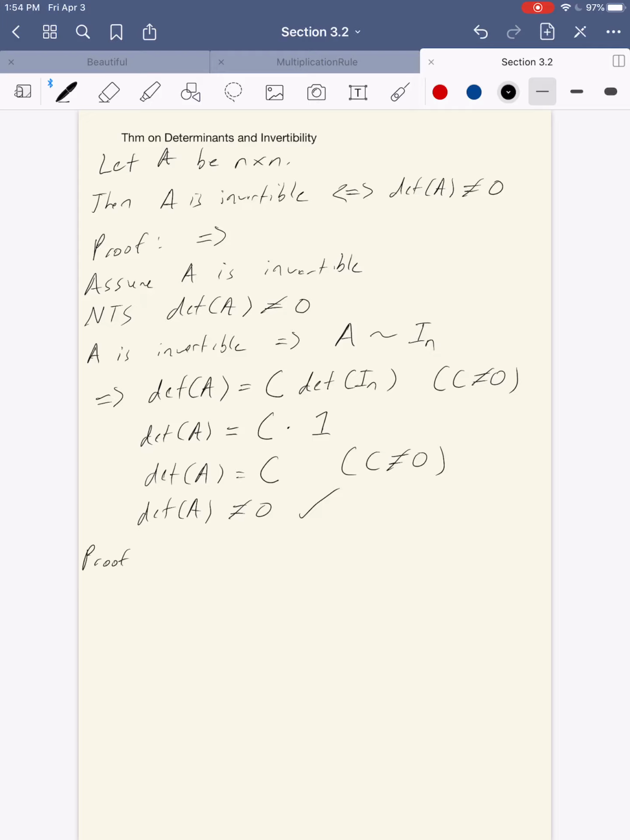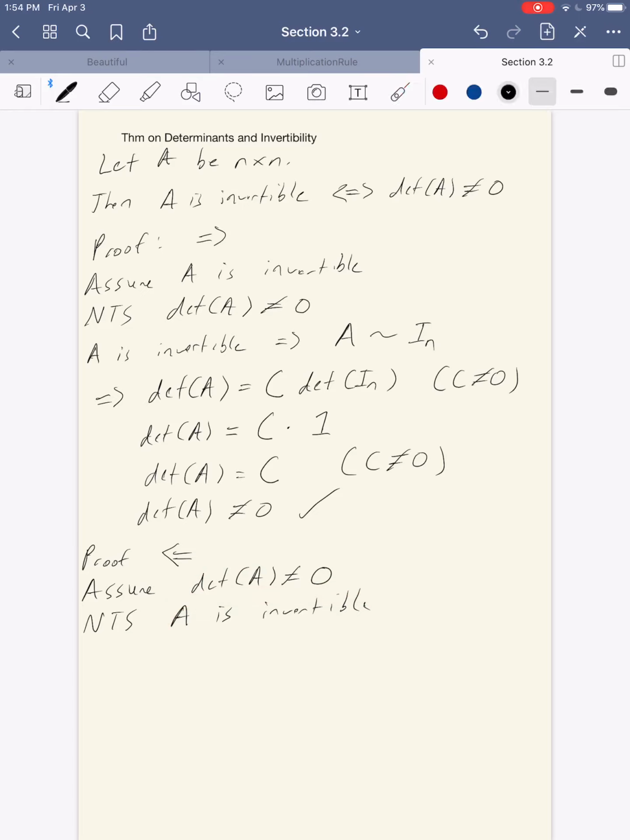So now we're going to prove this in reverse, right? So we're going to assume that the determinant of A is not equal to 0. What we then need to show is that A is invertible. So we're doing the opposite direction here. We've got that the determinant of A is not equal to 0, and we need to show that A is invertible.